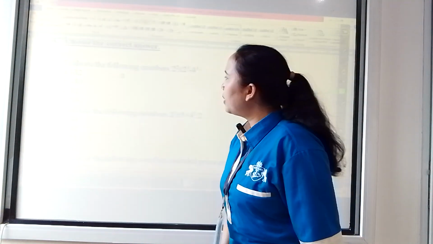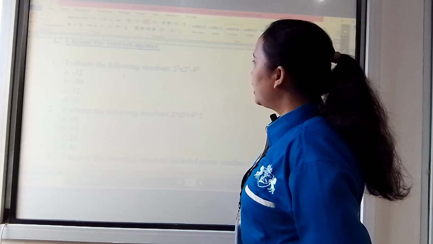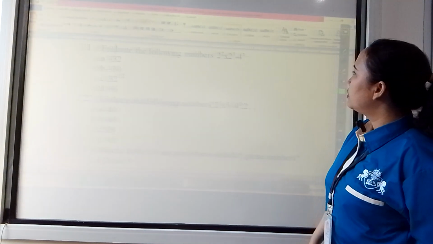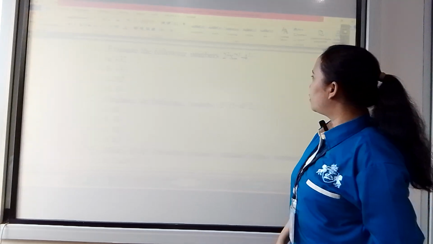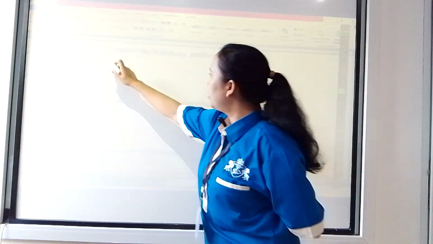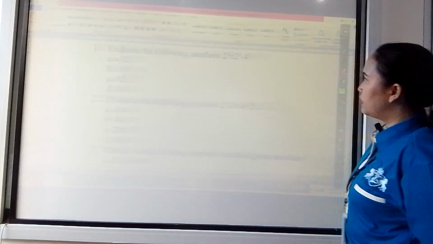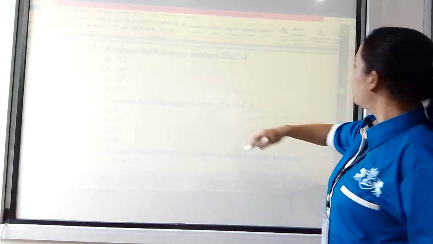Okay, so number one, this is math. Evaluate the following numbers: 2 squared times 2 cubed, and then minus 4 cubed. So the answer is A, minus 32. How to solve this one?